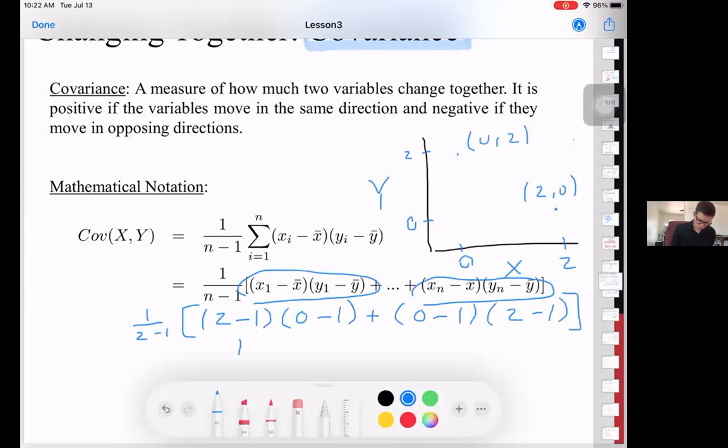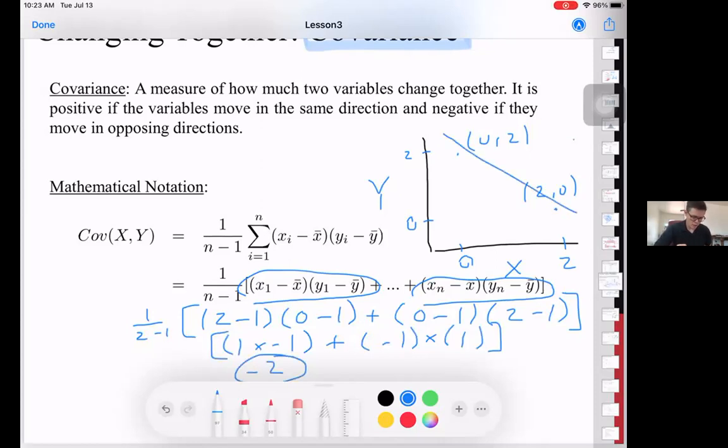So this will be 1 times negative 1 plus negative 1 times 1. So here we're going to have, well, this will be negative 1 plus negative 1, so negative 2 divided by 1. So what does that mean? It just means that when we have large values of X, we tend to have small values of Y. There's a negative covariance, okay?